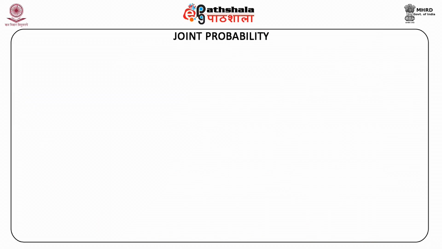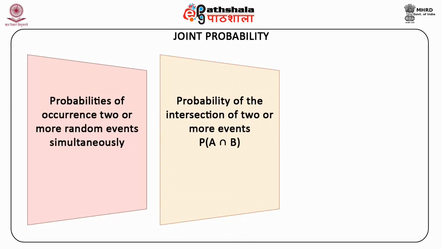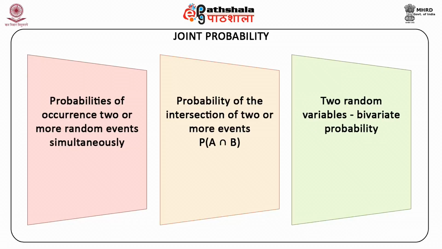Let us now understand the meaning of joint probability. Joint probability is a probability describing the probabilities of occurrence of two or more random events simultaneously. It is the probability of the intersection of two or more events. The probability of the intersection of A and B may be written as P(A intersection B). In particular, if we have only two random variables, then it is known as bivariate probability.